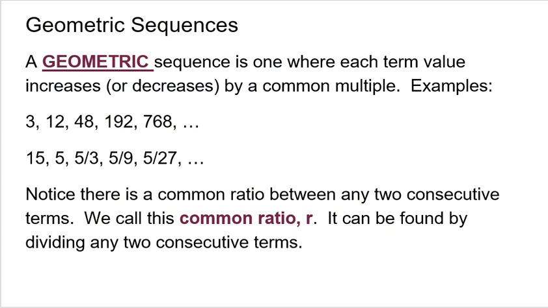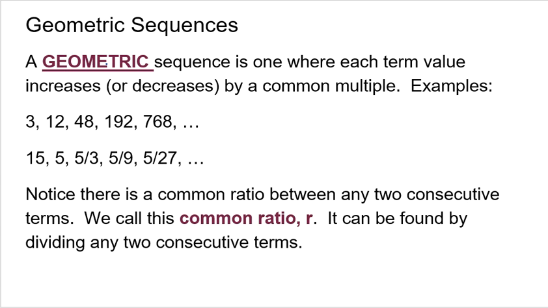A geometric sequence is one in which each term value increases or decreases by a common multiple. So with arithmetic, we're adding or subtracting a common number. Here we're multiplying by a common number. So in this first example, we see 3, 12, 48, 192. We're clearly not increasing by the same numbers. This is obviously not arithmetic.